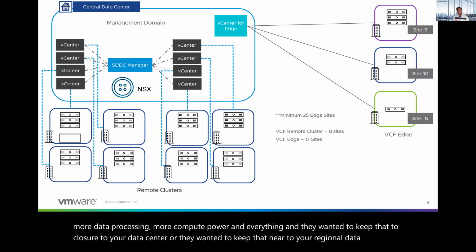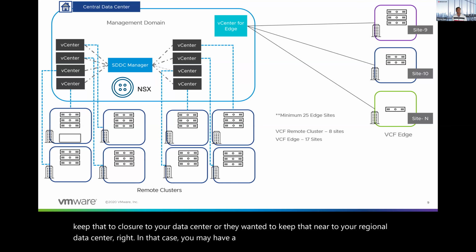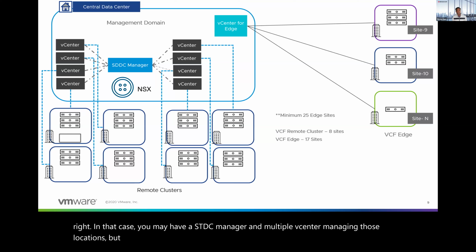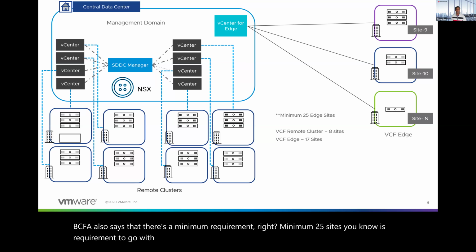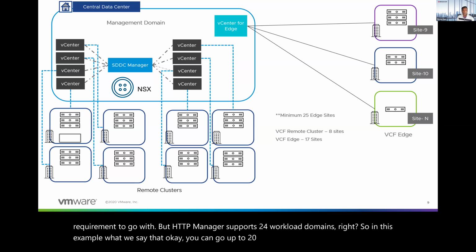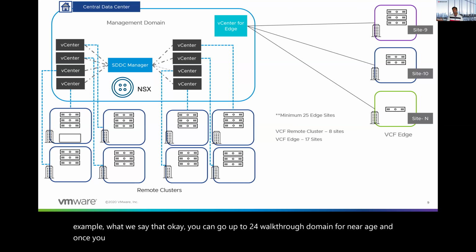In that case, you may have an SDDC Manager and multiple vCenters managing those locations. But now, VCF Edge also says that there's a minimum requirement, right? Minimum 25 sites is the requirement to go with. But SDDC Manager supports 24 workload domains, right? So in this example, what we said is that, okay, you can go up to 24 workload domains for near edge. And once you go to far edge on the right-hand side, you may need 1 node, 2 node, or multiple 3 nodes, whatever you have, right?